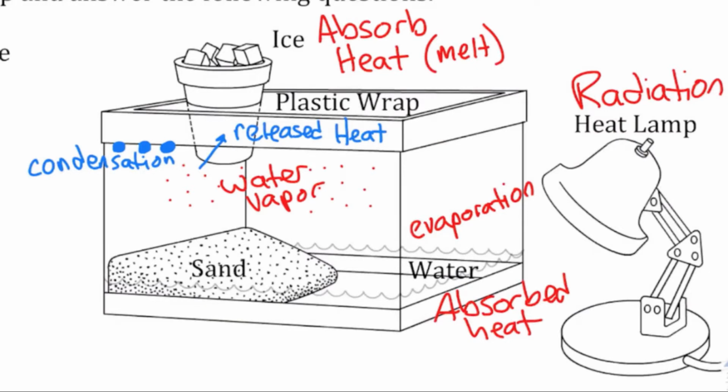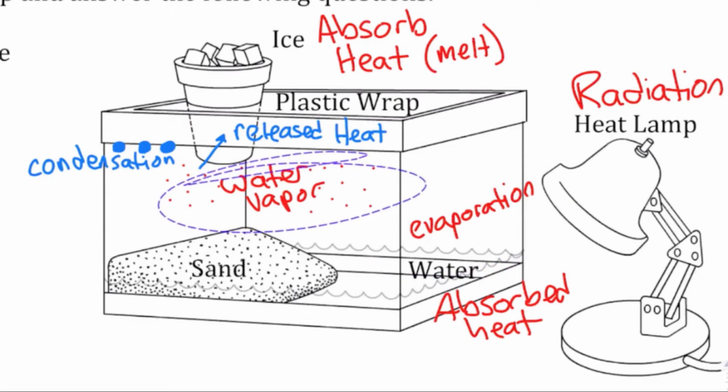We started out by turning on the heat lamp. Heat lamp sent out radiation or heat right into the water. And what happened at that point is that the water absorbed the heat from the heat lamp, and then that water eventually evaporated. There's our phase change. And it happened again because it absorbed heat. Here's our water vapor cruising around in the tank here, that evaporated water vapor.